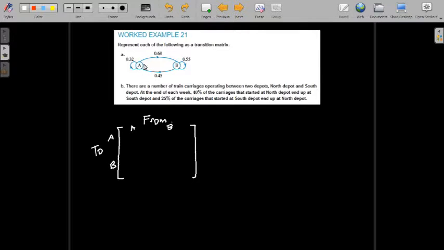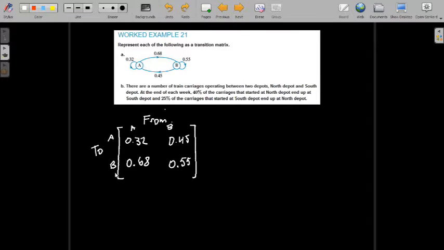So look at A. This is where they start. Where they end at the end of the day, 0.32. 32% of them end up there, if that's what we're talking about. So they start at A in the morning, end up at A at night. They start at A in the morning, end up at B with 0.68. From B, end up at B is 0.55, and this one is 0.45. So start at B, end up at A is that one there.